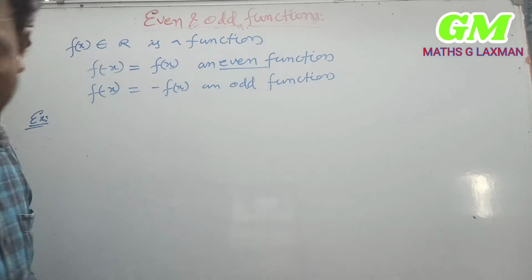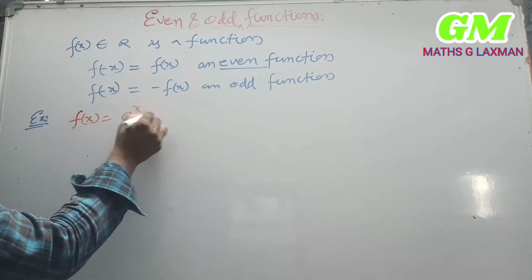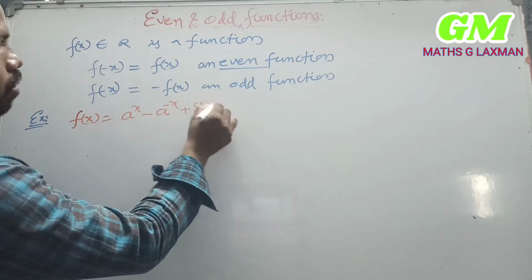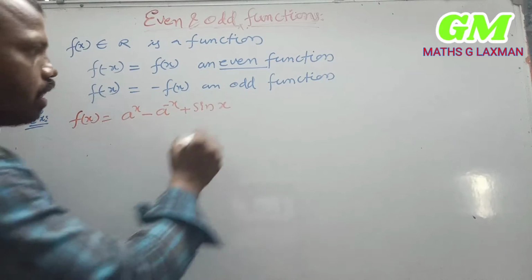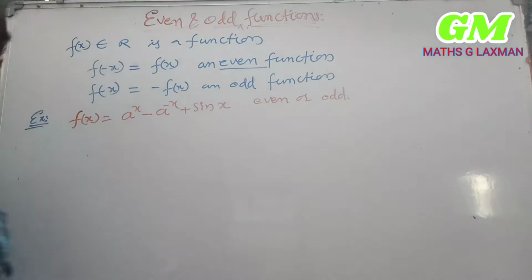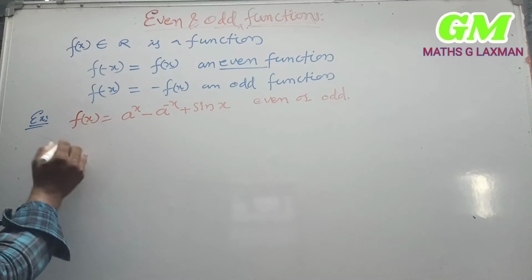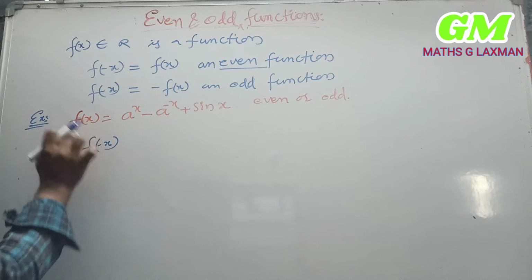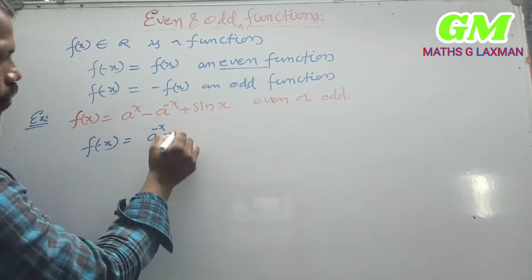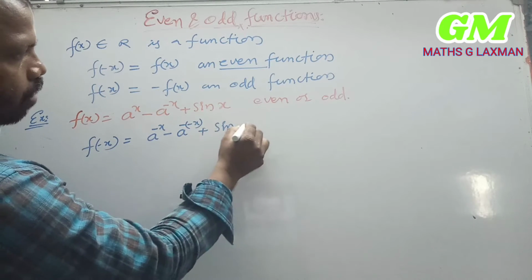f of x is equal to a power of x minus a power of minus x plus sine x. Check whether it is even or odd. For that, what we have to do is substitute minus x in place of x. So you will get a power of minus x minus a power of x plus sine of minus x.